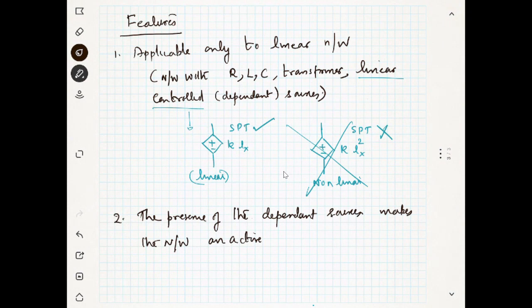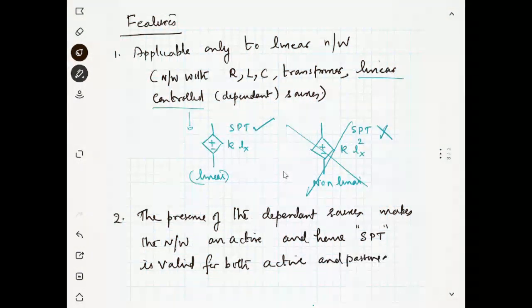Yes. And hence, for the superposition theorem, I will use SPT. SPT is valid for both active and passive networks. It can be applied for both active and passive networks. I hope this is clear to you.